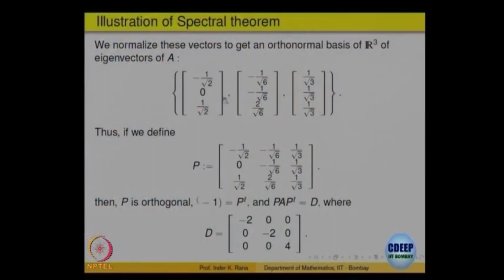So, you get this: first column, second column, and that is the third column. And this matrix is automatically orthogonal because the columns are mutually orthogonal and of unit length 1. P transpose P is equal to identity. This is a typo here, orthogonal. So, P inverse is equal to P transpose. You can write P A P transpose equal to diagonal; you can verify that.